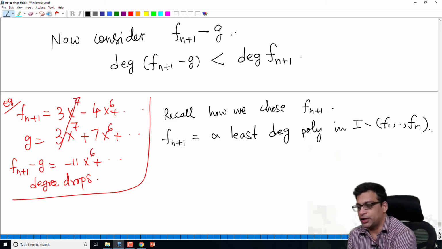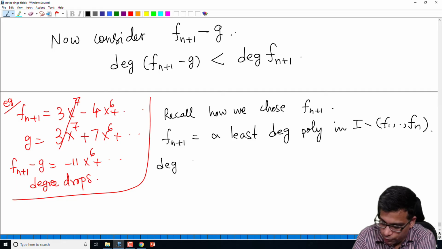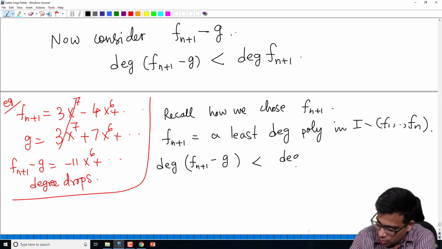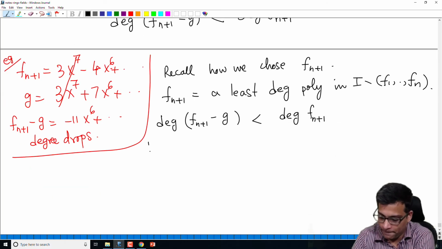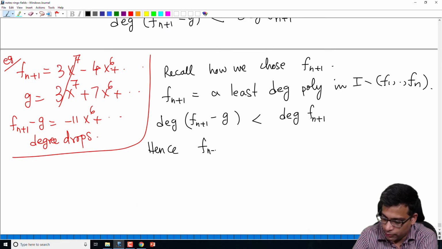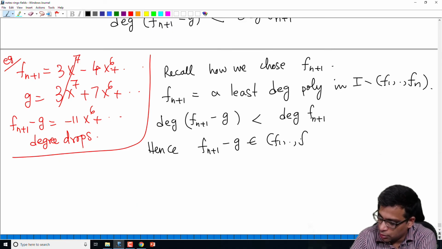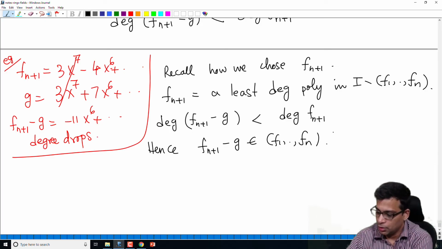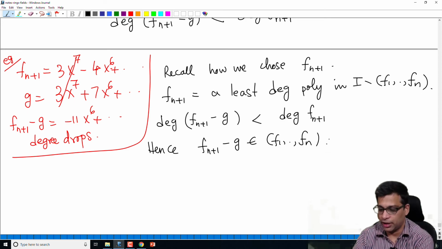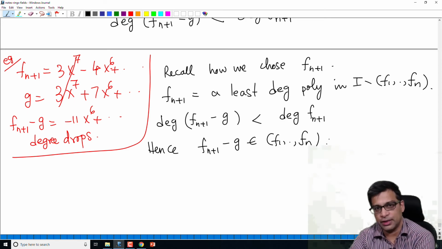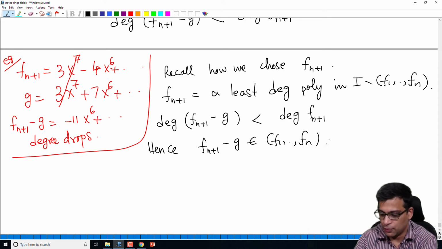Right? We chose this to be the least degree polynomial, and the degree of fn+1 minus G is strictly less than the degree of fn+1. So in fact, this tells me that fn+1 minus G is inside (f1 through fn). Is that clear? Because fn+1 minus G is certainly an element of the ideal, because everything is happening within the ideal I.